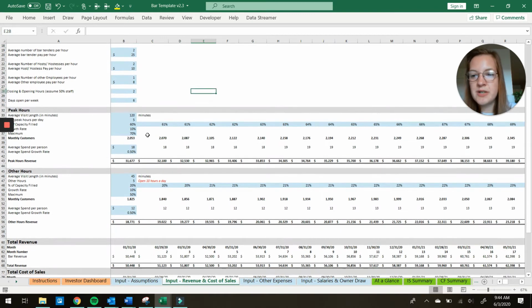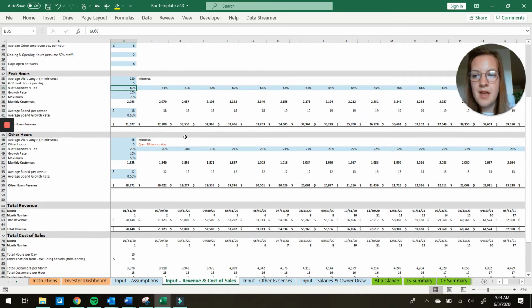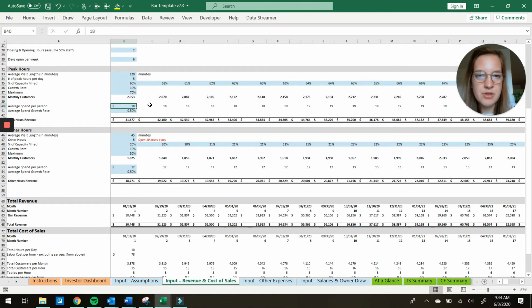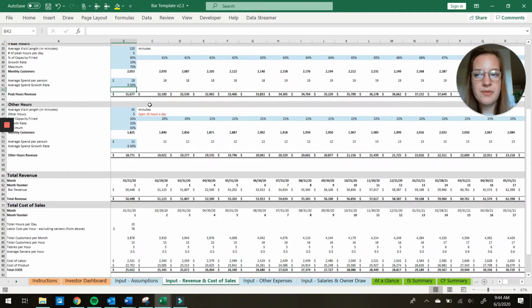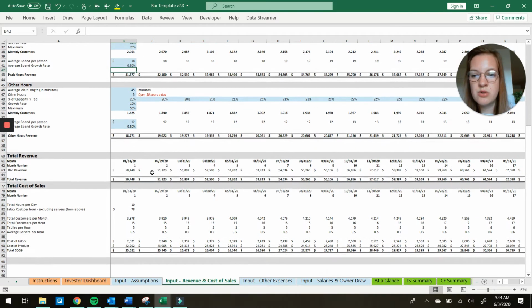So we've got two different categories here. We have peak hours and then other hours, because the way that your customers behave during these hours might be different. During peak hours, we could say the average visit is a certain number of minutes. We can define the number of peak hours per day. Right here it's set at 5. And then we start with a percentage of capacity filled, and note that that grows over time. If the bar is filled to that percentage of capacity, the model will predict your monthly customers for you, and then you can enter the average spend per person, which can grow over time, to get peak hours revenue. We repeat that process for the other hours revenue as well, and we combine the two to get total bar revenue down here.